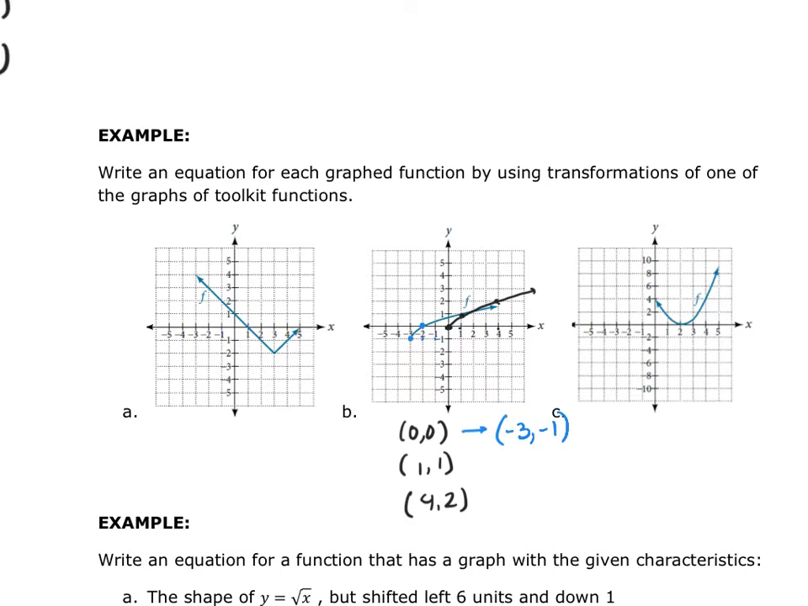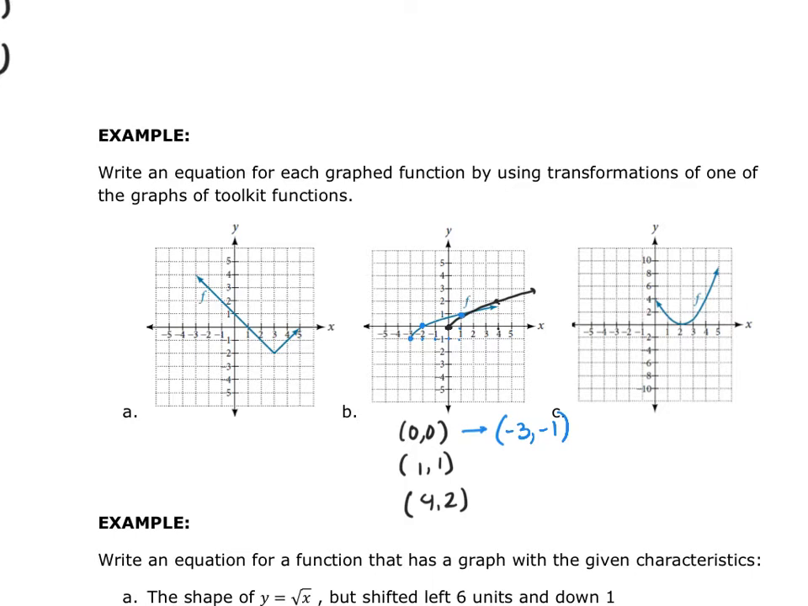So 1, 2, 3, 4, and up 2. And so that looks like it's been maintained. So what that means to me is that there is no horizontal or vertical shrink or stretch. All this is strictly a movement left and right.